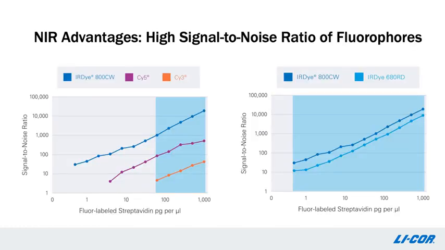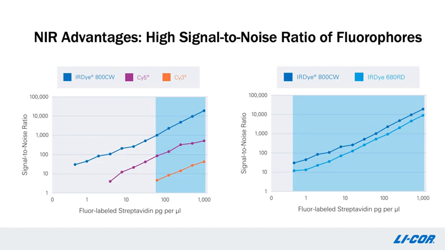Not only is the background dramatically lower using near-infrared fluorescence compared to visible fluorescence, but the signal-to-noise ratios of the fluorophores are also higher, and this enables high sensitivity for these assays. On the left, IR dye 800CW was conjugated to streptavidin, and it's being compared to Cy3 and Cy5 streptavidin conjugates. Cy3 and Cy5 are both visible fluorophores. IR dye 800CW fluorophore has a higher signal-to-noise ratio over a larger range than both Cy3 and Cy5.